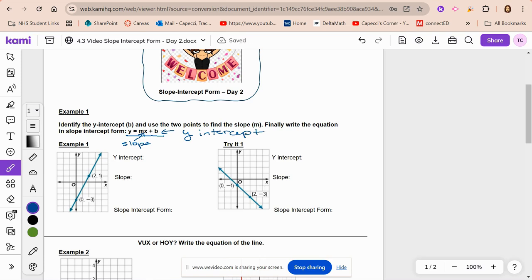Okay, so looking at this first example, right here is my y-intercept, so that's going to be -3. Now, to find the slope, we have these 2 points. We have this one here and we have this one here. And I talked about this in my last video. When we're doing slope, if I go up, my numerator is going to be positive. If I go down, my numerator is going to be negative. If I go to the right, my denominator will be positive. If I go to the left, my denominator will be negative.